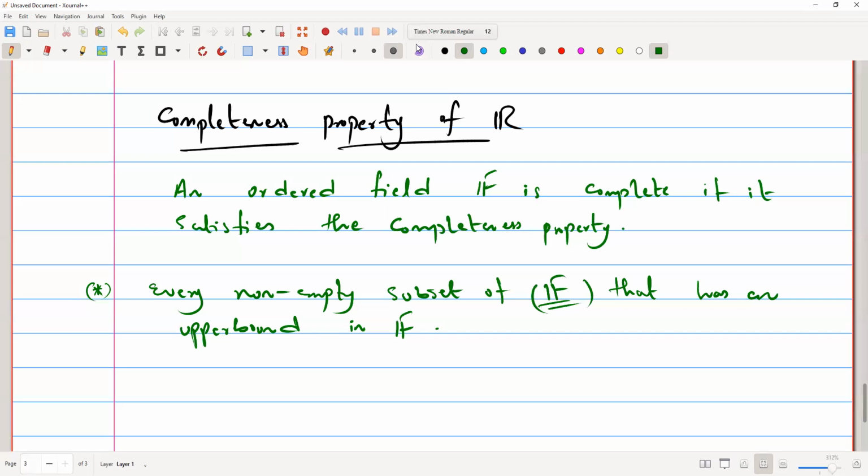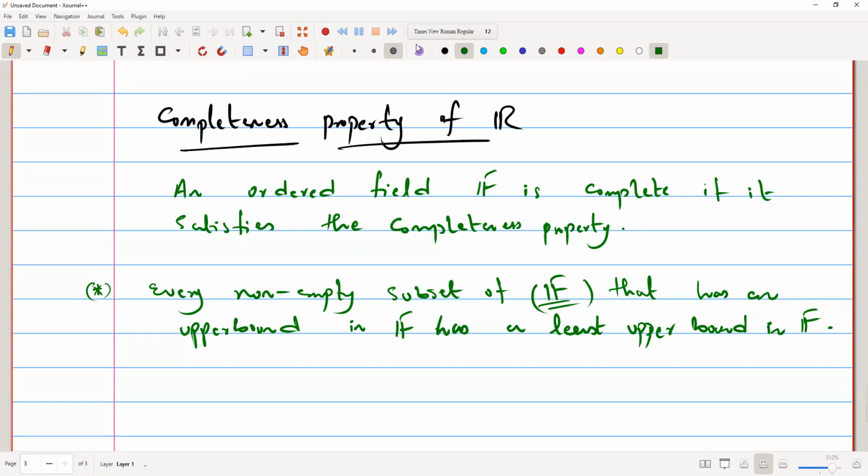Okay, so it has a least upper bound in F. Every non-empty subset of F that has an upper bound in F has a least upper bound in F. So this is the completeness property. It should have the least upper bound in F.